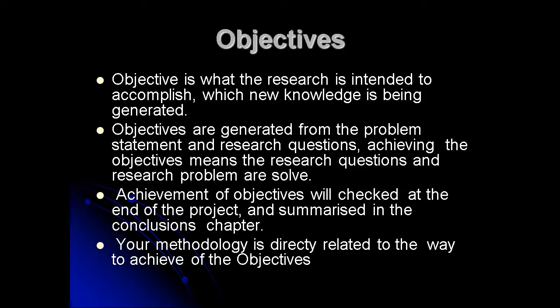So objectives are what research is intended to accomplish. That means the new knowledge being generated. They are generated from the problem statement and research questions, which means that achieving the objective means the research questions and research problems are solved. Like I showed just now, there is a strong relationship or alignment between problem statement, purpose statement, research question, objectives, methodology, and finally the conclusions. Achievement of objectives will be checked at the end of the project and summarized in the conclusion chapter. And your methodology is directly related to the way to achieve the objectives.